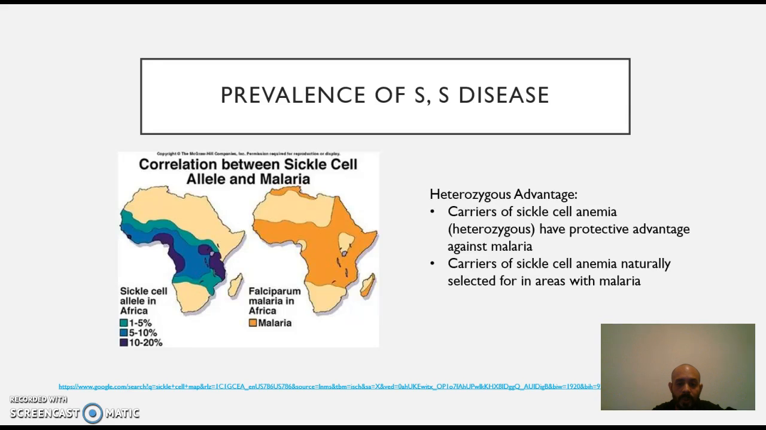However, those who have two mutant alleles and have sickle cell disease also have protection against malaria, but they have all the severe symptoms that come with sickle cell disease. But this mutant allele has proliferated because of the protective advantage against malaria.